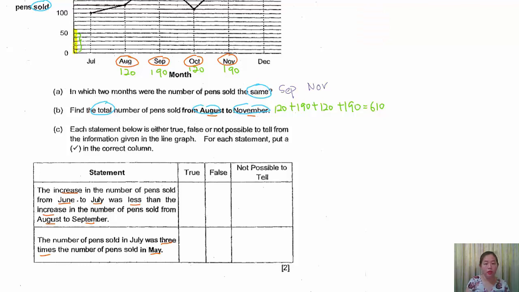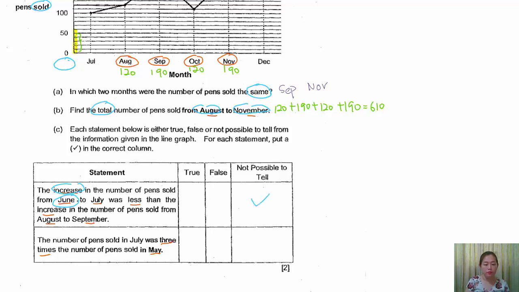There is no way to do this because we do not have the figure of June. There is no June figure here, so there's no way we can find out the increase in the number of pens from June to July. So for this question, it is not possible to tell.